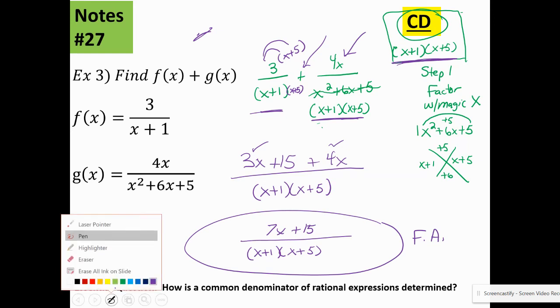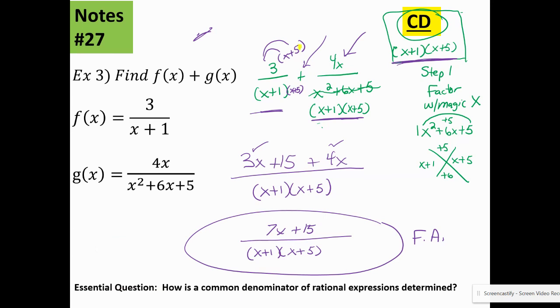What did we do on this problem? We multiplied by what was missing. Okay? We multiplied by what's missing. And then you just add or subtract the top. And remember, you got to factor to figure out what your CD is. Okay? Let's do one more.